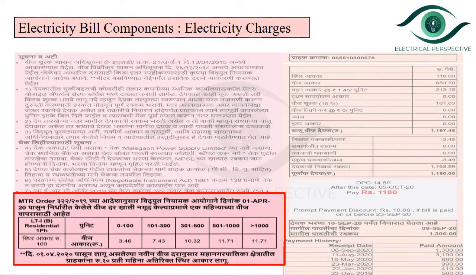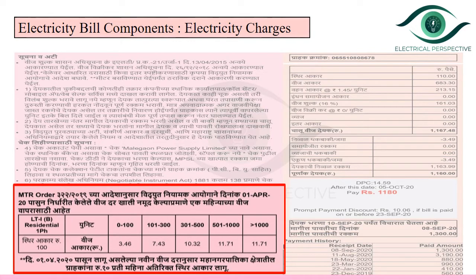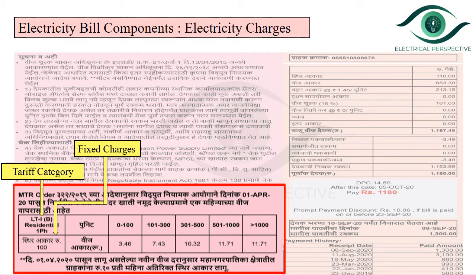Next are the electricity charges. These are printed on the reverse side of your electricity bill. Here the tariff category is mentioned, and from this table you can tally the various charges that are applied to your electricity bill. Here the tariff category is LT1B residential single phase, and for that particular tariff category the Sthir Aakar, which means the fixed charges, are also mentioned, and the slab wise unit charges are also given in this table. But please note that the number of units per slab are for the period of 30 days.